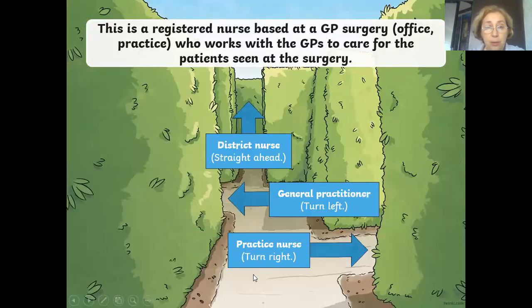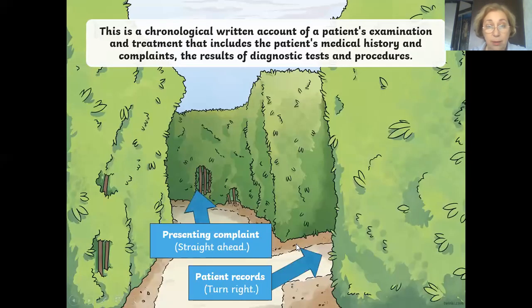Let's check. Yes, you're right. This is a registered nurse based at a general practitioner surgery office practice who works with their GPs to care for the patients seen at the surgery. Yes, my dear. Is it the practice nurse? Let us check. Should we turn right? Yes, good.